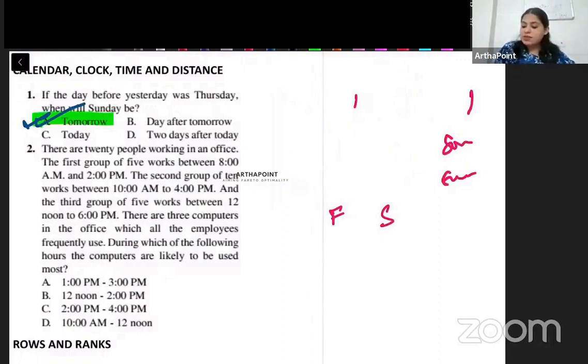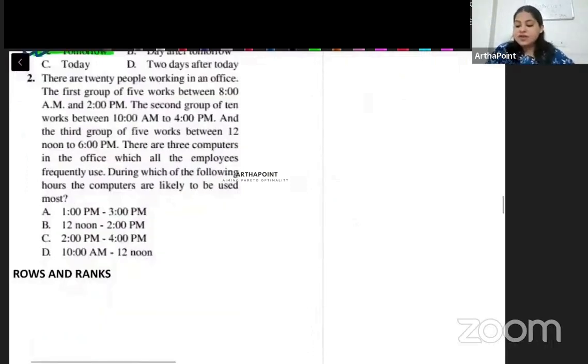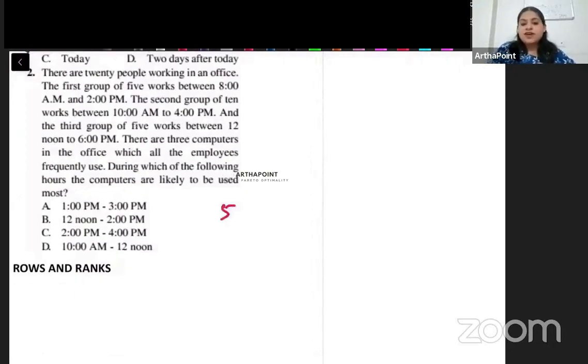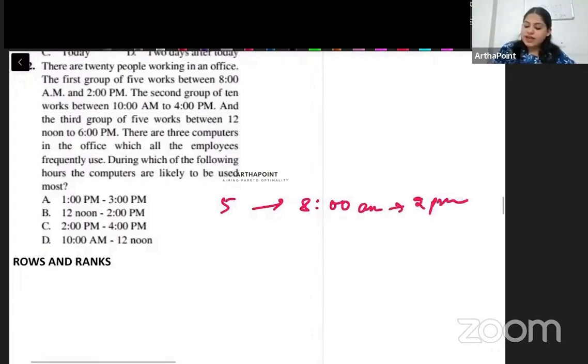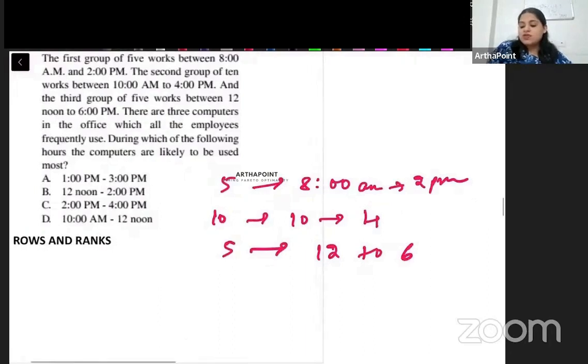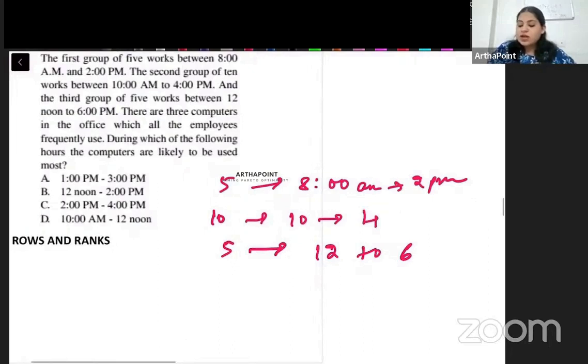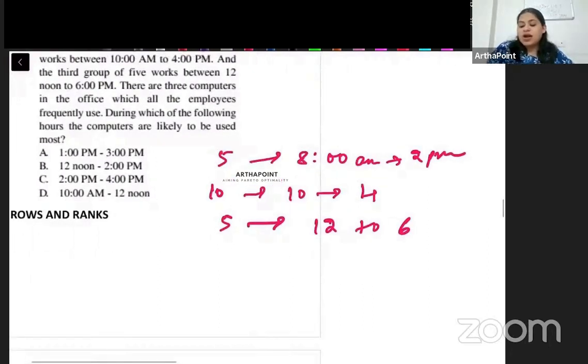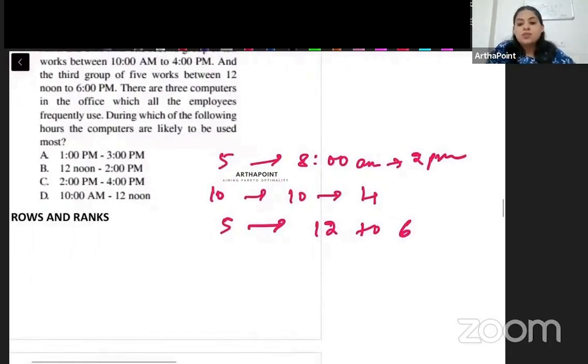It says there are 20 people working in an office. The first group of 5 people work between 8 a.m. to 2 p.m. The second group of 10 people work between 10 to 4. And the third group of 5 people work between 12 to 6. There are 3 computers in the room which are used frequently. During which of the following hours are computers likely to be used the most?